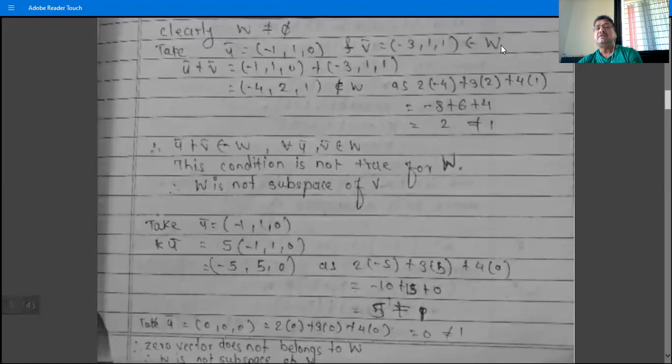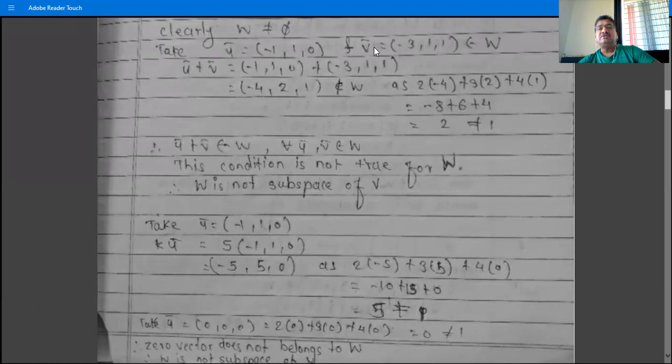We need two elements from W, chosen randomly. So why does this element belong to W? Because it satisfies the condition: 2 × -3 + 3 × 1 + 4 × 1 = 1. Also, this is an element of W. Why? Because 2 × -1 + 3 × 1 + 4 × 0 = 1.